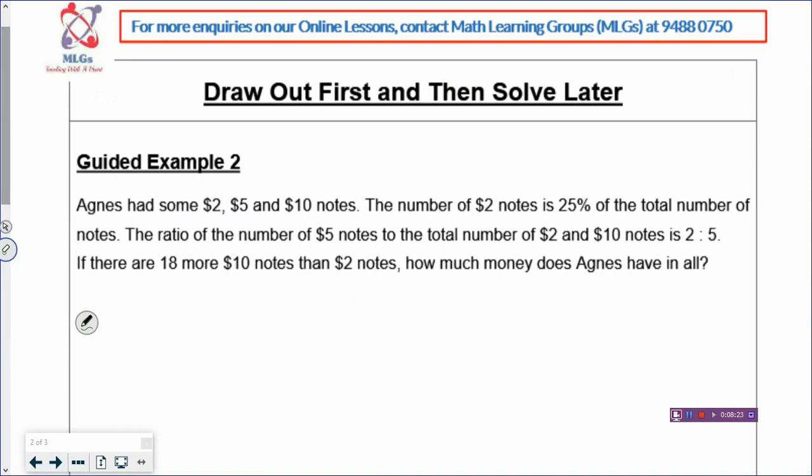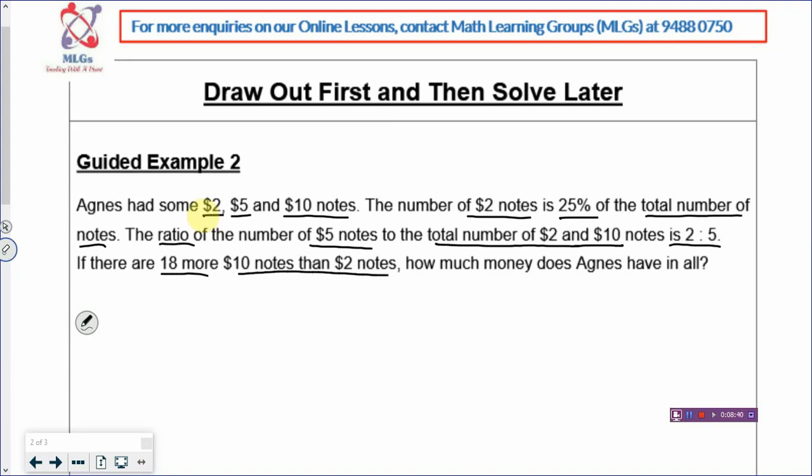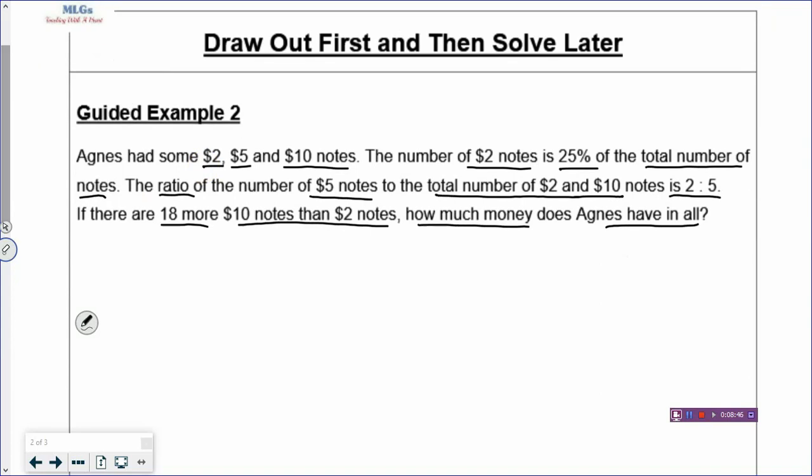So Angus had some $2, $5, and $10 notes. The $2 notes is 25% of the total number of notes, and the ratio of the $5 notes to the total number of $2 and $10 notes is 2:5. There are 18 more $10 notes than $2 notes. How much money does Angus have in all? Very complicated, very confusing. If you try to solve immediately, it might not be so easy to just get straight into solving.